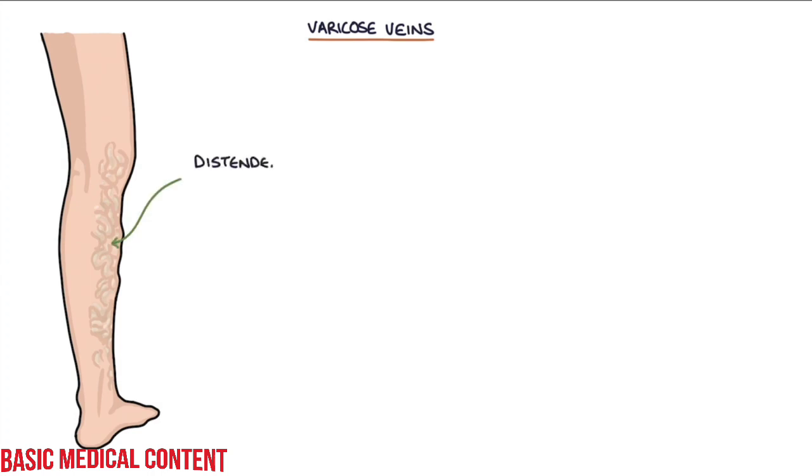In this video, I'm going to be going through varicose veins. Varicose veins are distended, superficial veins measuring more than 3 mm in diameter, usually affecting the legs.